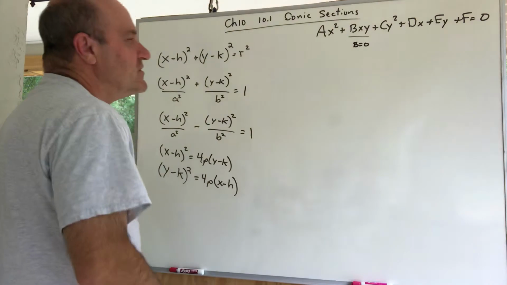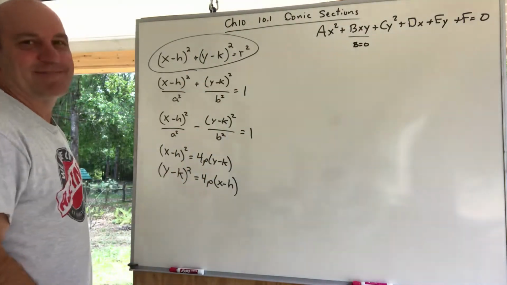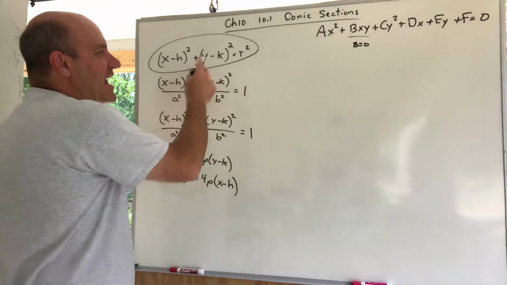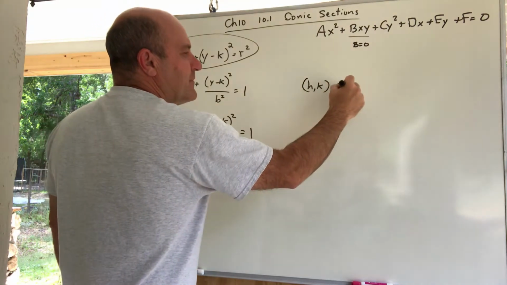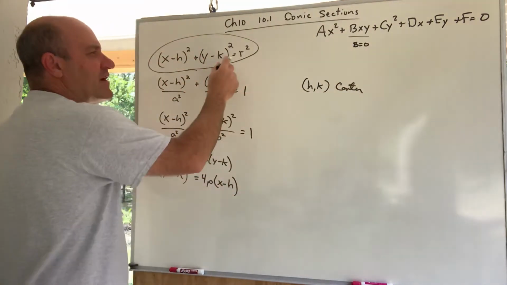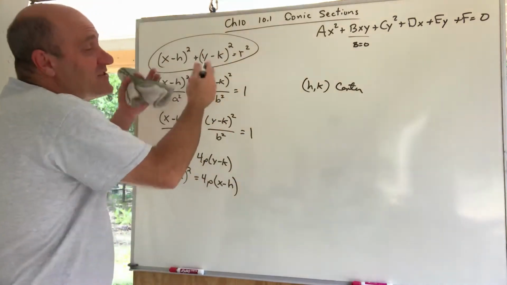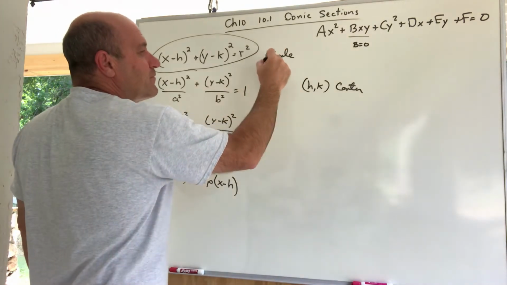All right. So maybe you can guess what this first one is here. (x minus h) squared plus (y minus k) squared. By the way, that (h, k) is the center. And for this very first one, it has this r squared. r is the radius. So that's a circle. And so I'll write that down.